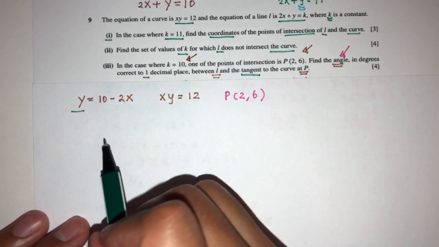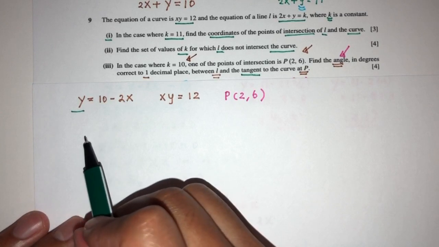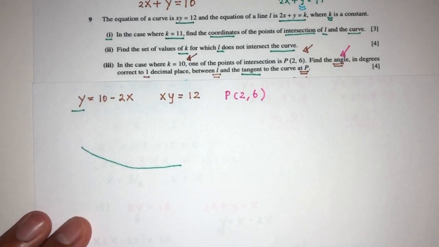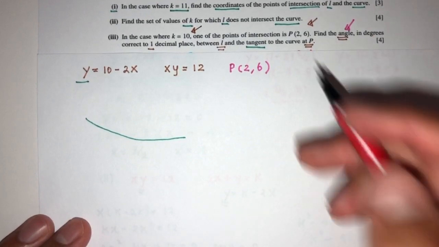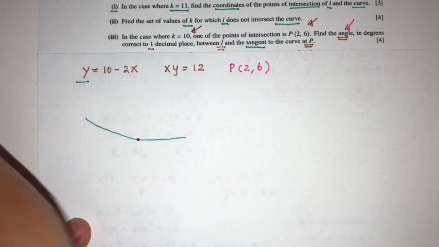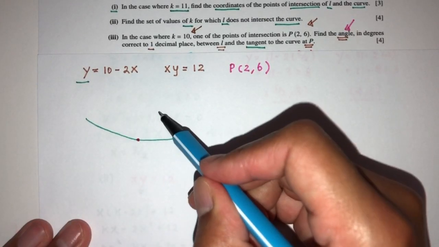Okay, so for example, we have the curve. Let's say the curve is something like this. It just needs to be a curve. Again, it is not the exact thing, it's just an idea for this question. Now we have the point P here. Let's say this is where my line and my curve intersect, right?